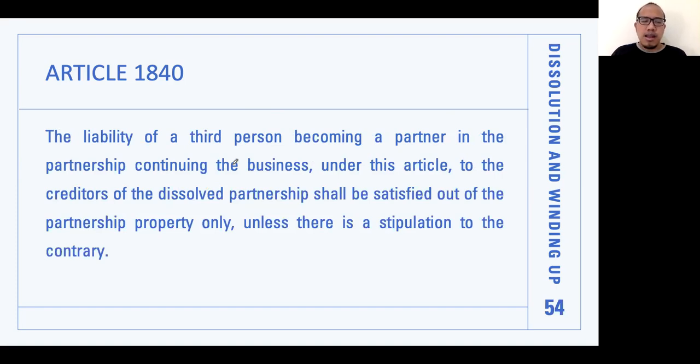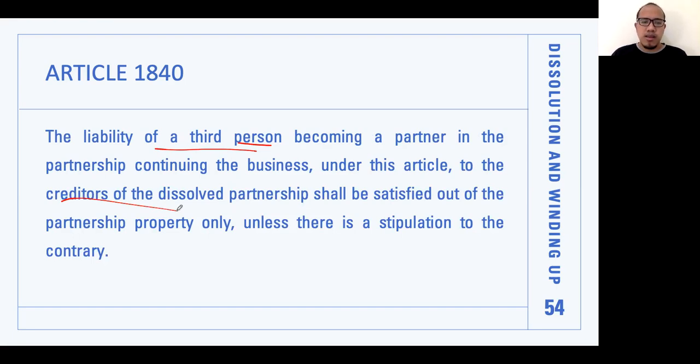So dito, the liability of a third person, diba, it's possible na pumasok sa eksena ang third person. The liability of that third person becoming a partner in a continuing partnership, as we have discussed from number 1 to 6, to the creditors of the dissolved partnership shall be satisfied out of the partnership property only unless there is a stipulation to the contrary. Actually, this is not a new provision. We have discussed this before.